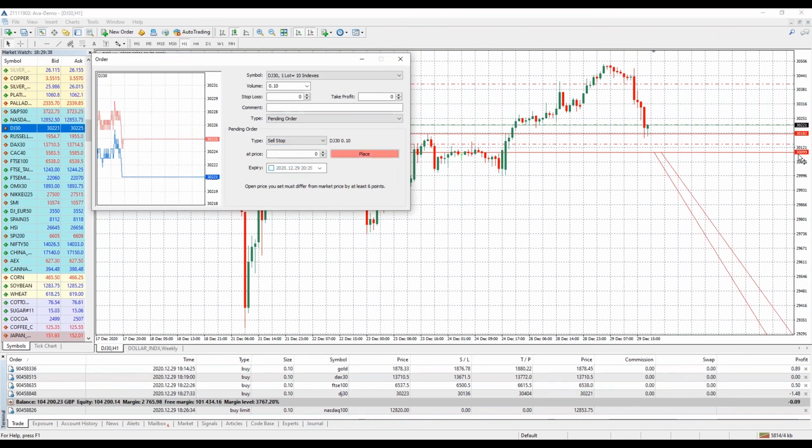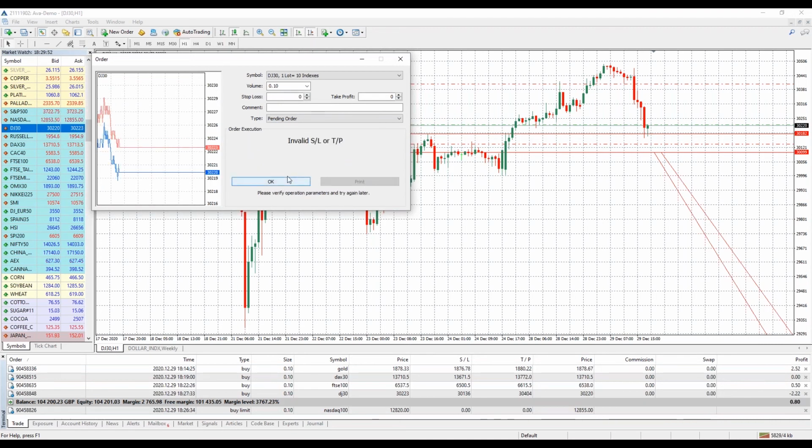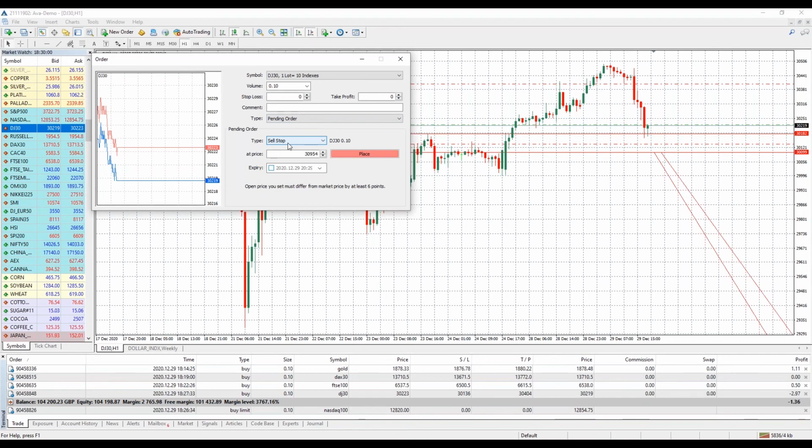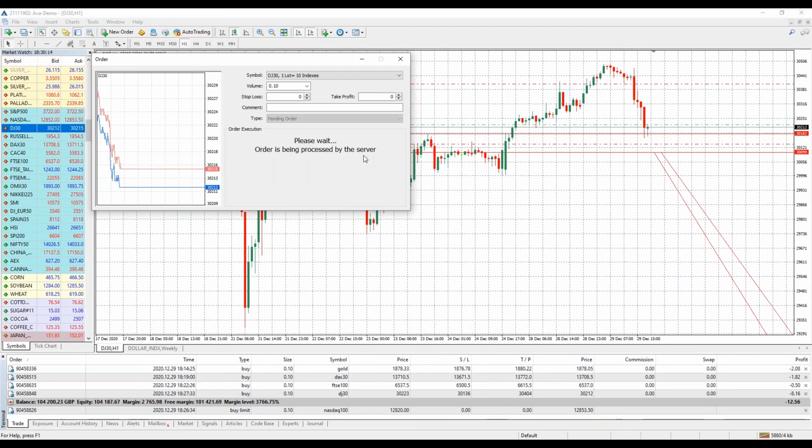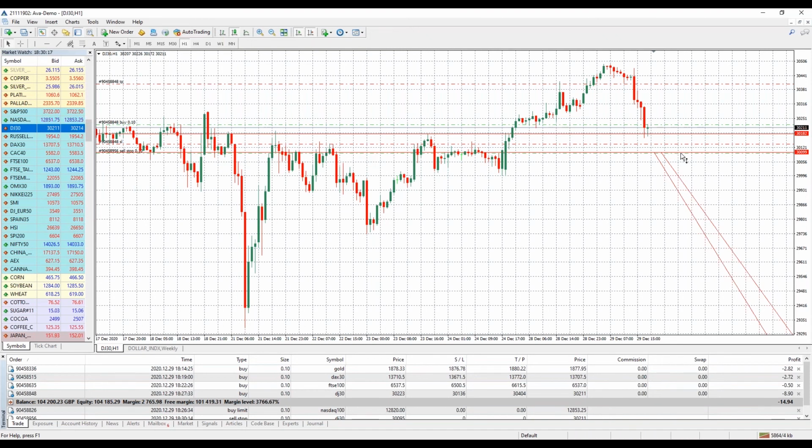And I could say if it hits 30,095, sell, right? I put one too many zeros, got a little excited. Okay, whoops, I did something wrong. Sell stop, correct. I put about 900 points too much. There we are. Okay, so there's my pending order just below this red line that I put.